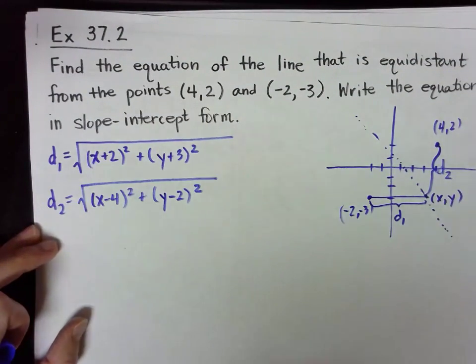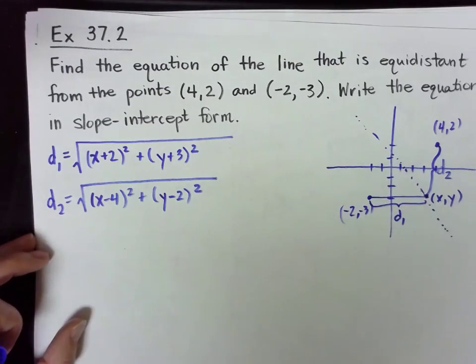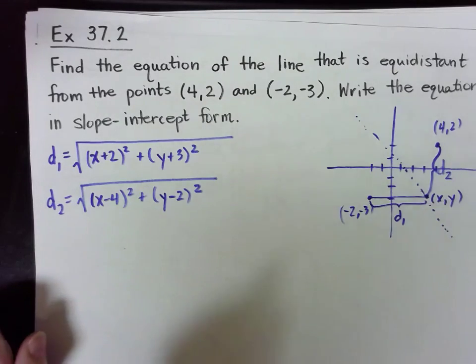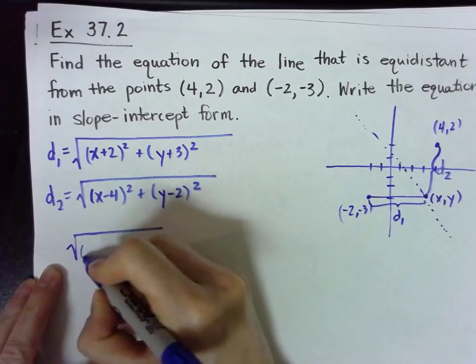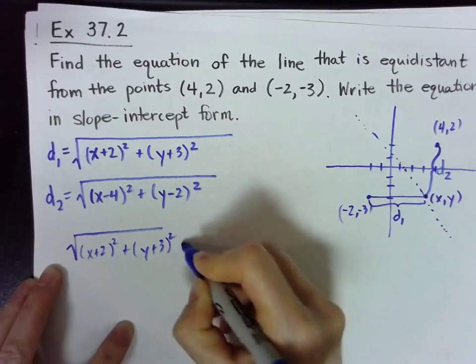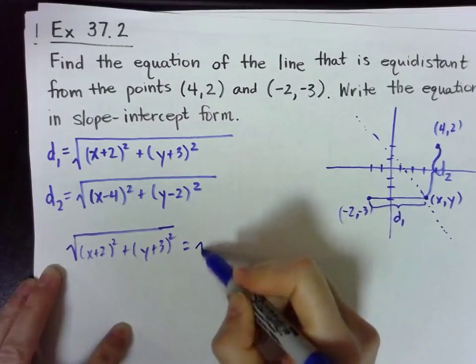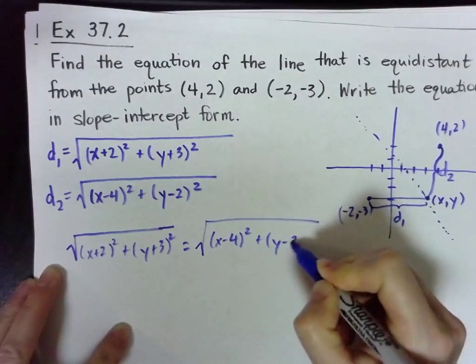Okay. Now we know, because this point is on this line that's equidistant, that D1 has to be equal to D2, so we can just set these two things equal to each other, and we should be able to come up with an equation for the line from that. So we have distance D1, which is the square root of x plus 2 squared plus y plus 3 squared, which will have to be exactly the same as distance D2, which is the square root of x minus 4 squared plus y minus 2 squared.